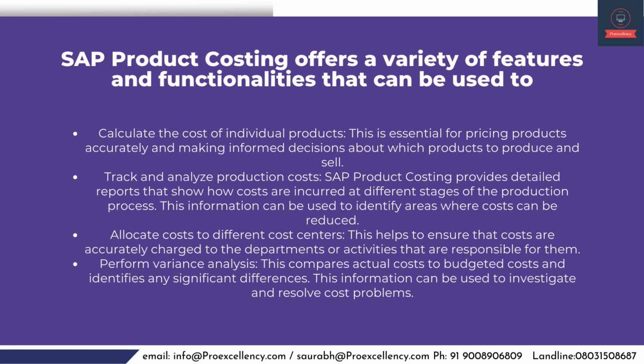Allocate costs to different cost centers. This helps to ensure that costs are accurately charged to the departments or activities that are responsible for them. Perform variance analysis. This compares actual costs to budgeted costs and identifies any significant differences. This information can be used to investigate and resolve cost problems.